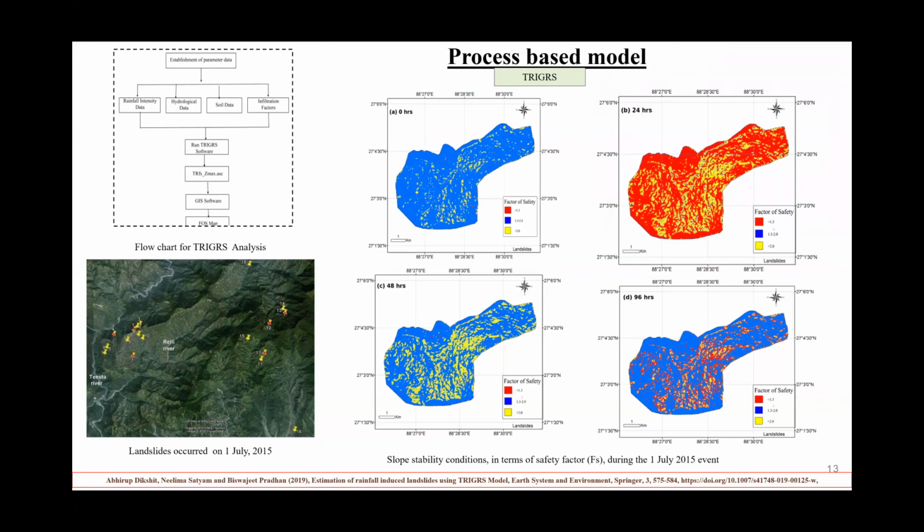So after that, we also applied process based models, as I said, like TRIGRS. Here it calculates factor of safety. It calculates basically pore pressures with time, using rainfall data in real time, and then it will calculate the factor of safety like this. In this particular thing, you can see here 0 hours, 24 hours, 48 hours, and 96 hours. There's a change in the factor of safety for the same region, right? So this also we tried to see.